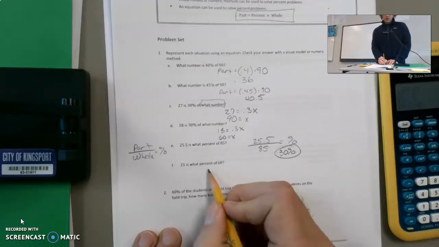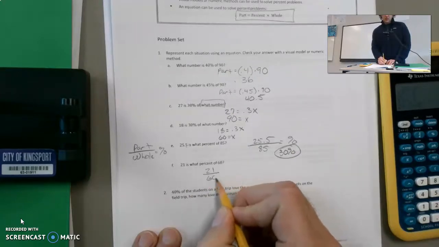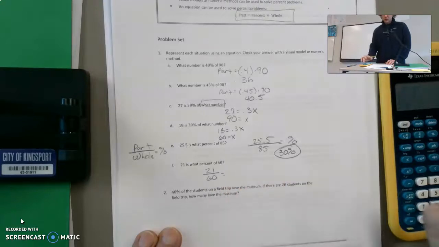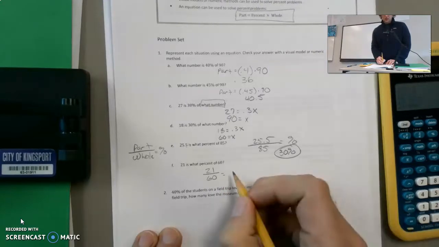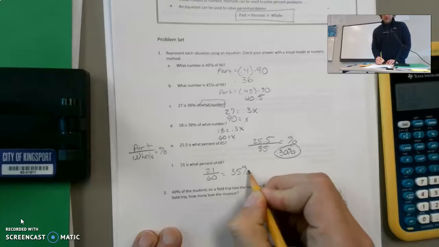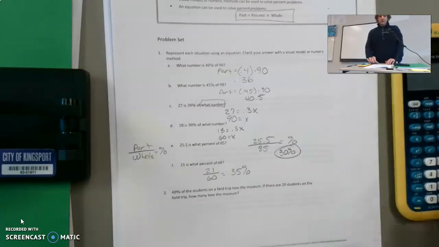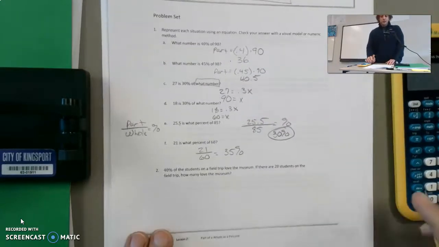21 is what percent of 60? 21 divided by 60 equals 35%. Good. All right, let's take a look at question 2.